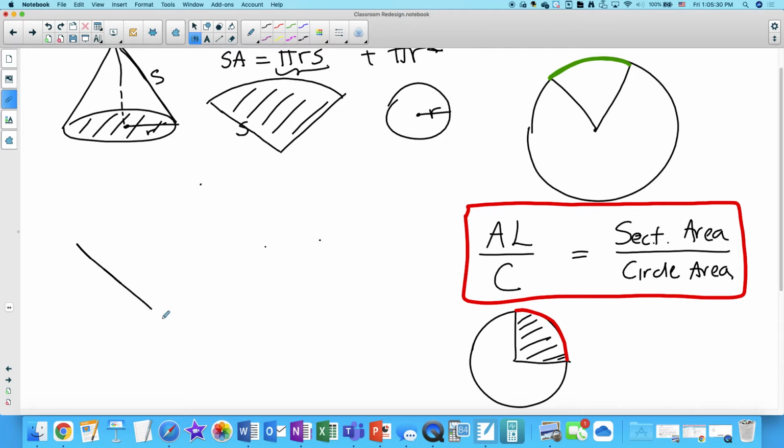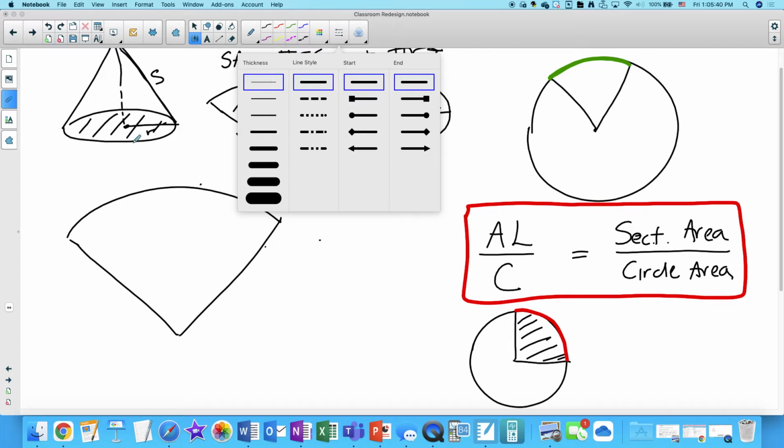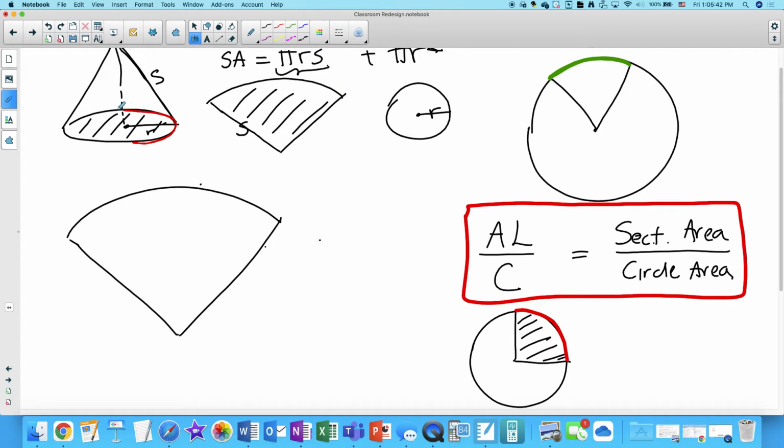Okay, so let's just redraw that sector again and put in some more details. One detail that I want to put in is the arc length. The arc length comes from this, and that happens to be the circumference of the smaller circle. So this arc length over here is 2 pi r.